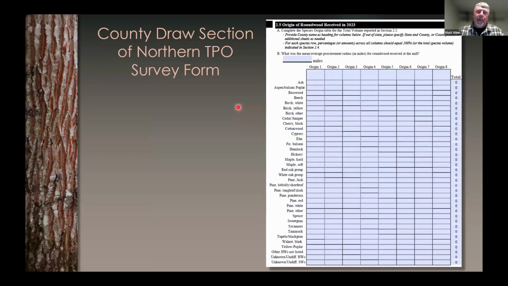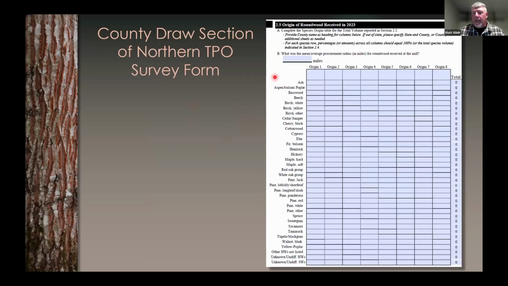Each of the regions administers their own surveys. So the South, the North, and the West each have their own survey and their own survey form. They basically collect the same general information, but the forms do differ a little bit. So this is the county origin form for the northern region, and you can see it's a little different from the South.